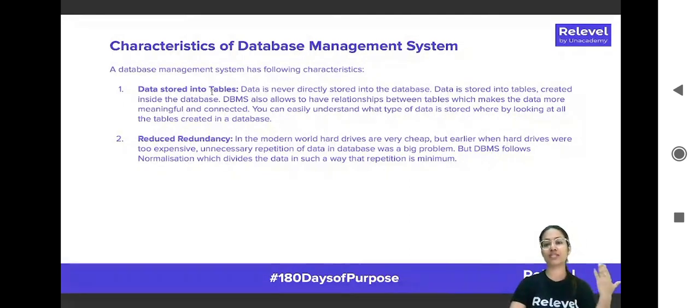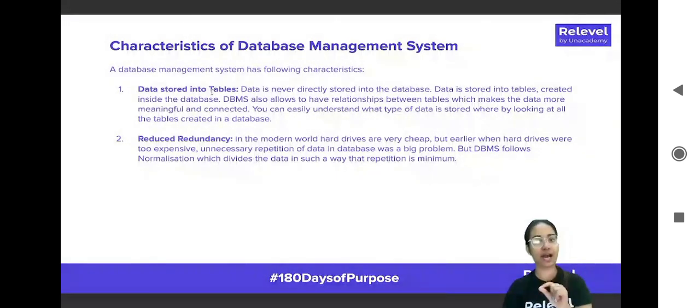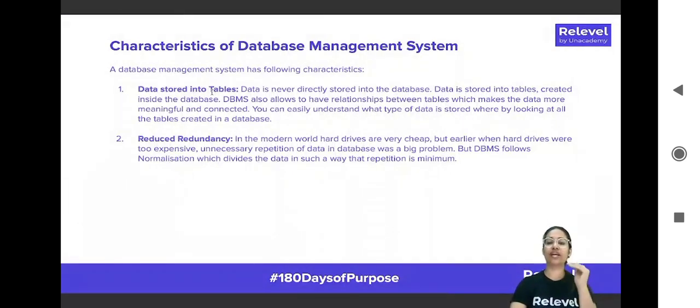But database management systems follow the concept of normalization, which is a very, very important concept, which we will cover in detail in the next few sessions. Normalization helps to reduce the redundancy in data and keeps it at the bare minimum. Whatever information is repetitive and we can live without it being so repetitive, normalization makes sure that that kind of information is removed and the repetition is kept to the bare minimum.